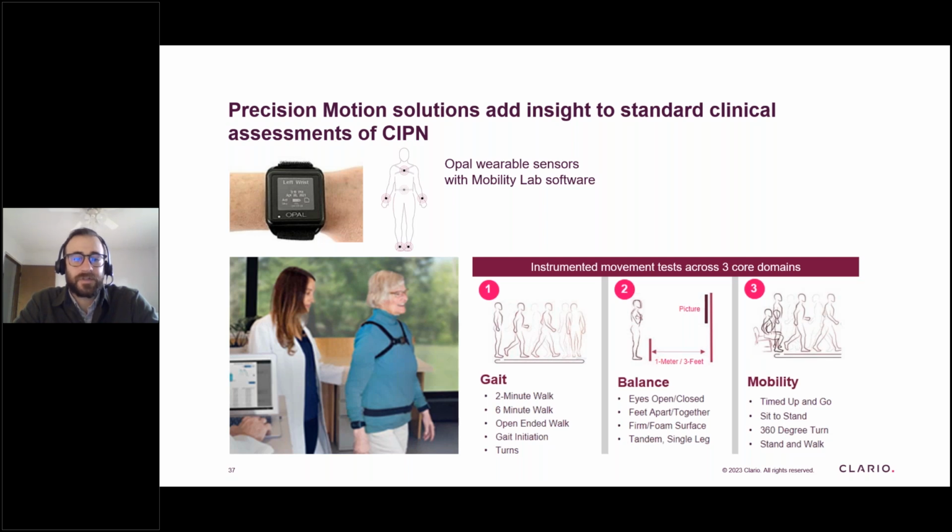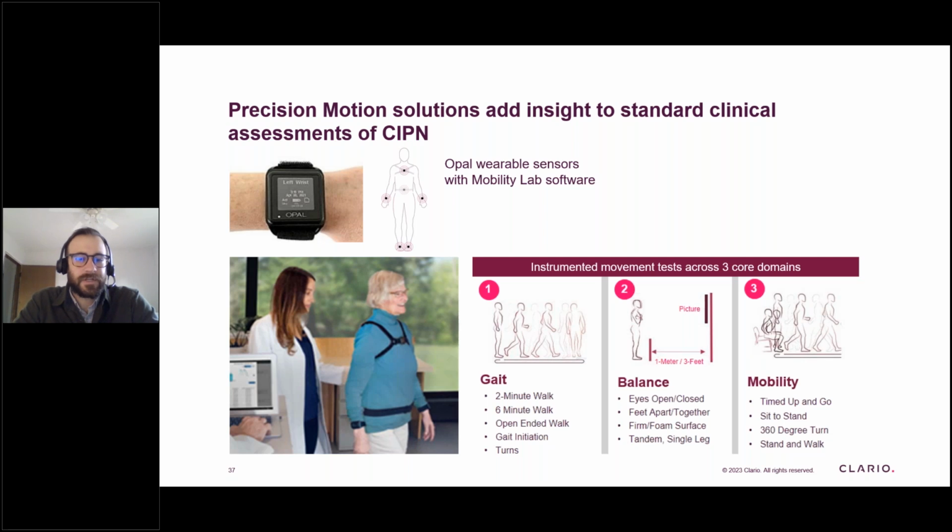So performance measures include instrumented tests across 3 main domains that are gait, balance, and mobility. And so you can see for gait, we see common clinical assessments such as the 2-minute walk, the 6-minute walk. We see for balance, there are a number of different conditions in which balance can be assessed. So that could be removing vision or changing the surface to alter different sensory inputs. And the third is mobility, such as classical tests like the TUG and the sit to stand test.